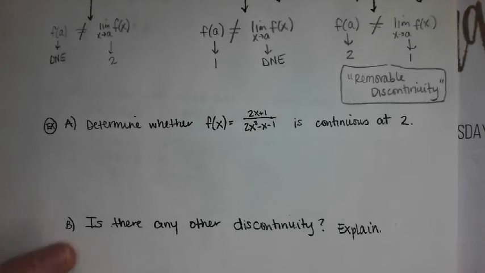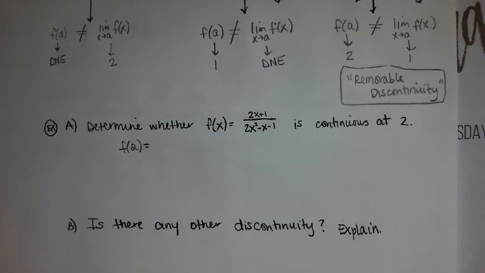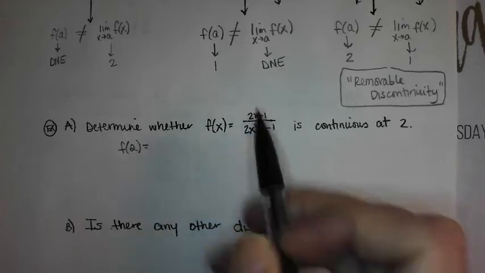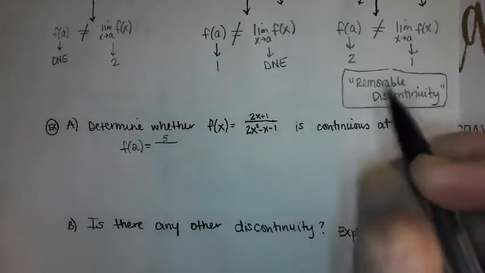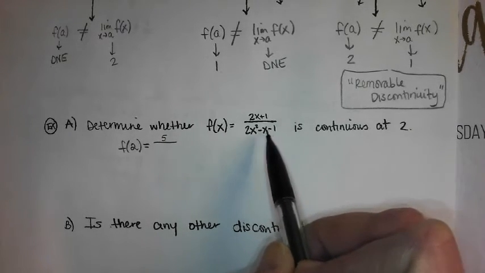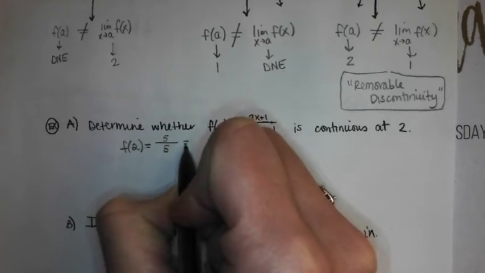So, what is f of 2? If you plug in 2, you get 4 plus 1, which is 5, over. Plug in 2 to the bottom, you get 2 times 4 is 8. 8 minus 2 is 6. 6 minus 1 is 5.